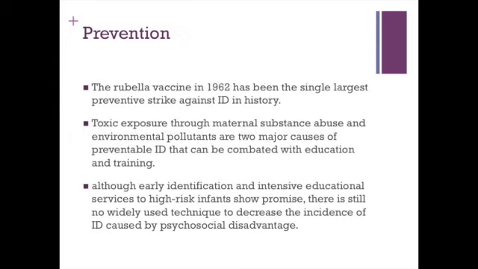So as far as prevention, the biggest game changer that we've seen for a strike against intellectual disabilities, I've got to fix that, I've got MR there, is the rubella vaccine. In 1962, we saw a dramatic reduction in the cases of intellectual disabilities, as the MMR vaccine was given, and the cases of rubella really stopped in the United States and in most of the Western world.